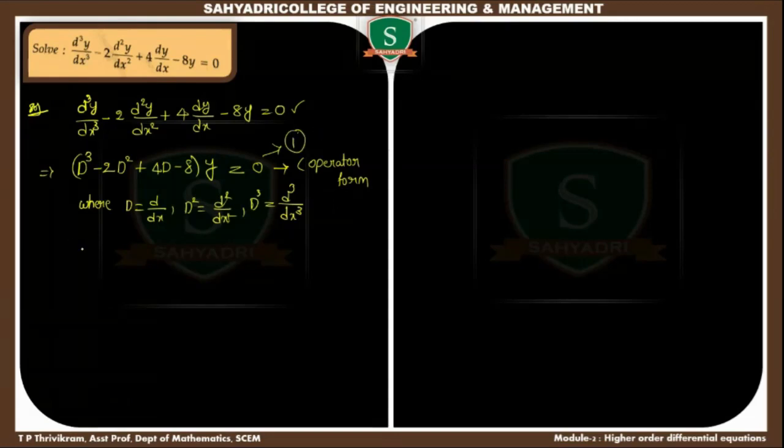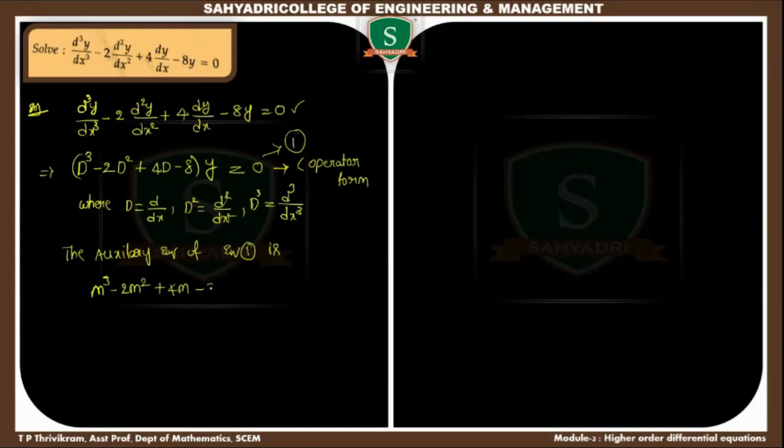So the auxiliary equation of equation 1 is obtained by replacing D by m. So you'll get m cube minus 2m square plus 4m minus 8 equal to 0. Now I'll find the roots for m.